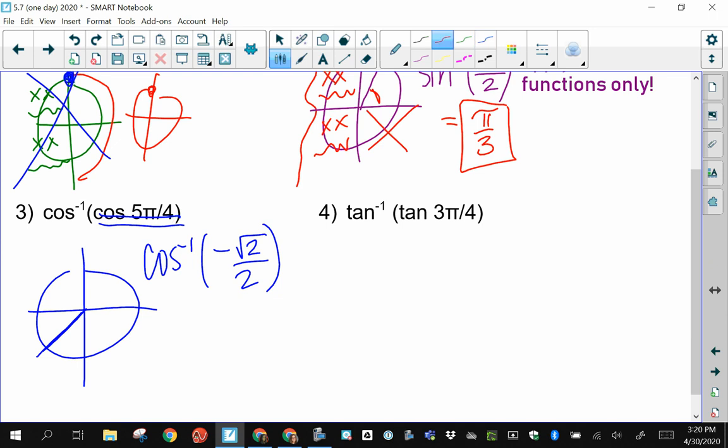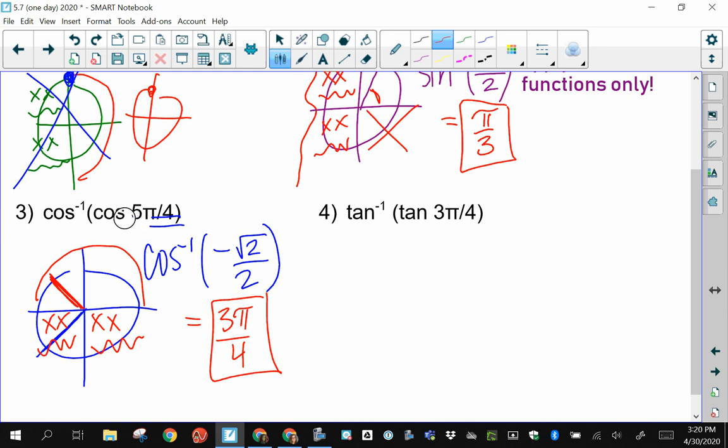Now I'm working on inverse cosine, and that happens to take into account those dead zones. Cosine is good on the cap, remember, and cosine is negative where it's good only in quadrant 2. So the answer to this question is 3 pi over 4. So here is an example in which the cosine and inverse cosine did not undo each other, and that is because the angle we had was in the dead zone.